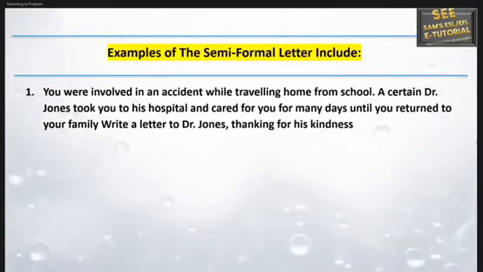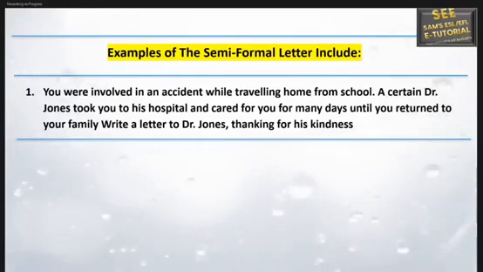Now let's proceed further. Examples of semi-formal letters will always include the following. In an examination situation, the question will appear like this: you were involved in an accident while traveling home from school. A certain Dr. Jones took you to hospital and cared for you for many days until you returned to your family. Write a letter to Dr. Jones thanking him for his kindness. This is the nature of a semi-formal letter. So when a question appears like this, it's a semi-formal letter.